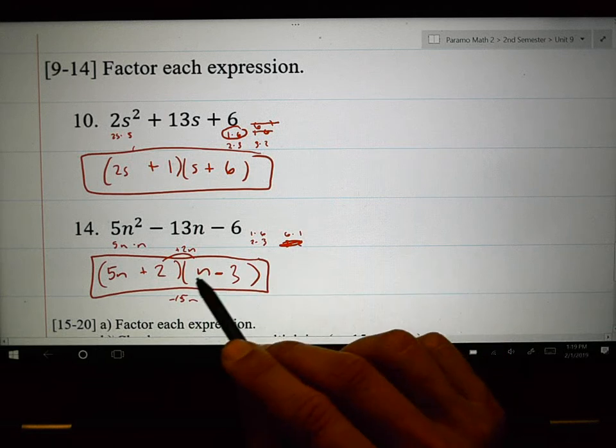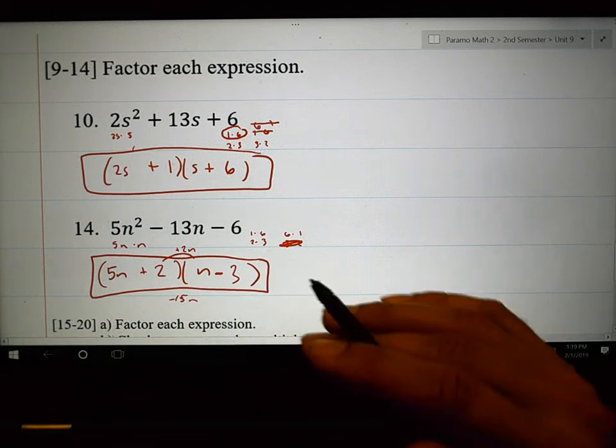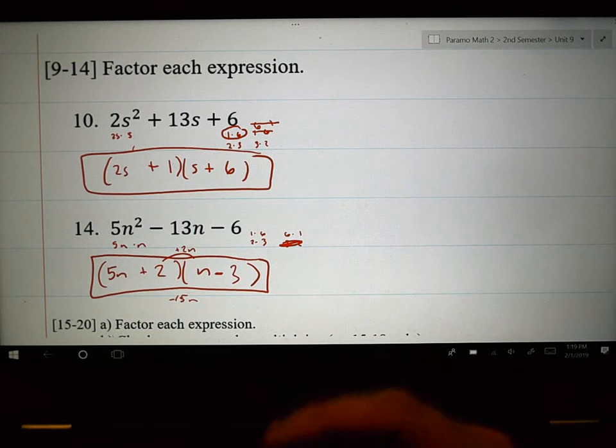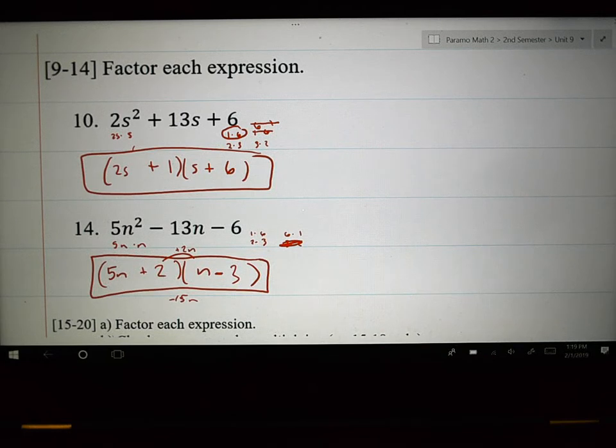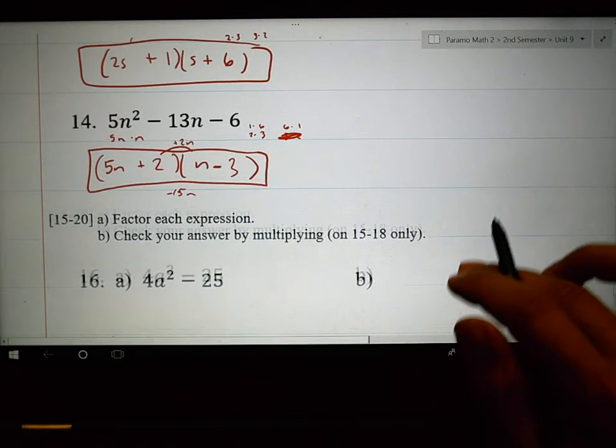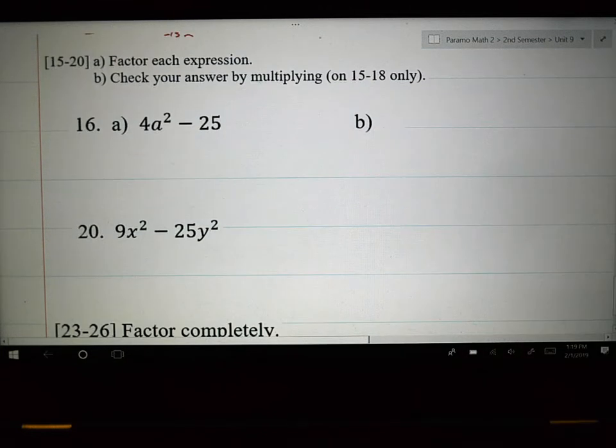It works because we found the right combination, and not all combinations work. Matter of fact, most of the time there's 3 wrong answers and 1 right answer. So with that being said, always double check by foiling. Which brings us to the difference of squares.